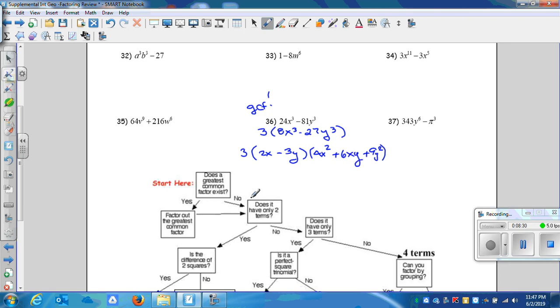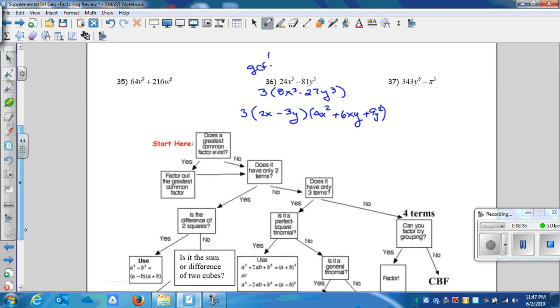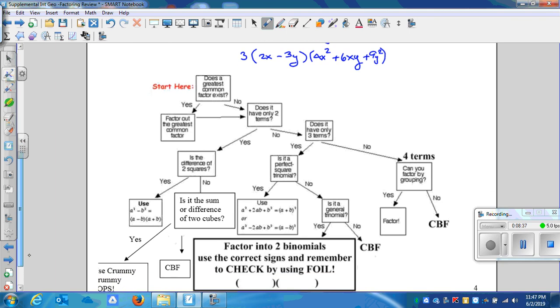Down here at the bottom is a diagram that you can use to go ahead and follow the steps to figure out what you want to do with all of your factoring.